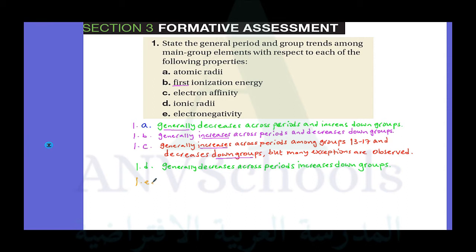So it gradually increases across periods, and down a group it either decreases or remains about the same.